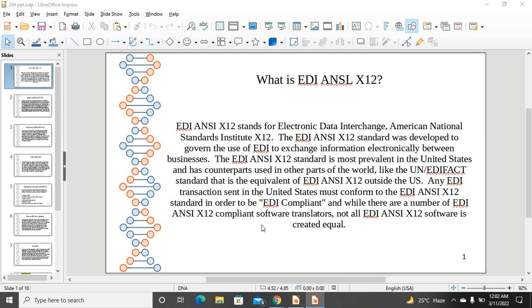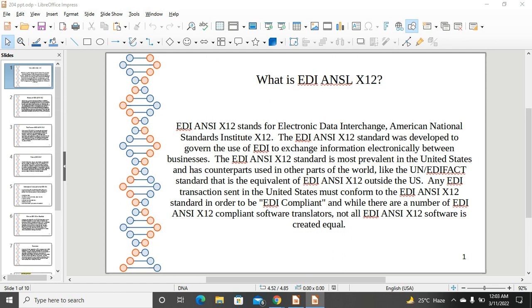Today we will start with EDI ANSI X12. So what is EDI X12? EDI ANSI X12 stands for Electronic Data Interchange American National Standards Institute X12. The EDI X12 structure was developed to grow the use of EDI to exchange information electronically between businesses.